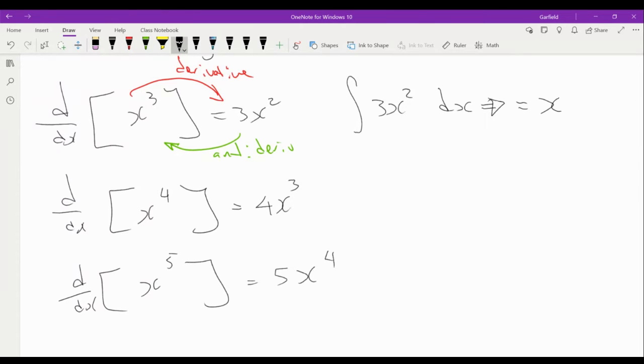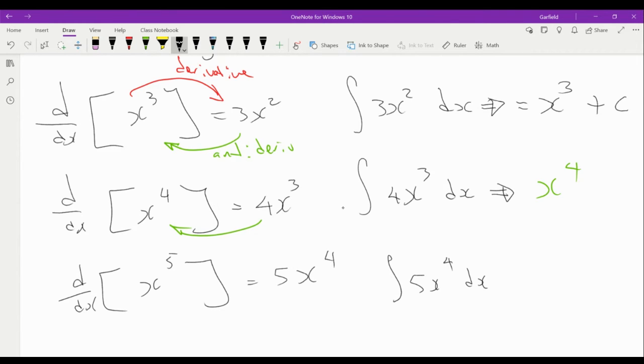Now the question is, and of course, there's always going to be that plus c on it. We'll come back to that. Every time we take an antiderivative, we're going to have that plus c there for now. And if we take the antiderivative of 4x to the third, what are we going to get? X to the fourth. I agree, because once again, we're going backwards, right? So this is going to become x to the fourth. How about the antiderivative of 5x to the fourth dx? X to the fifth plus c.